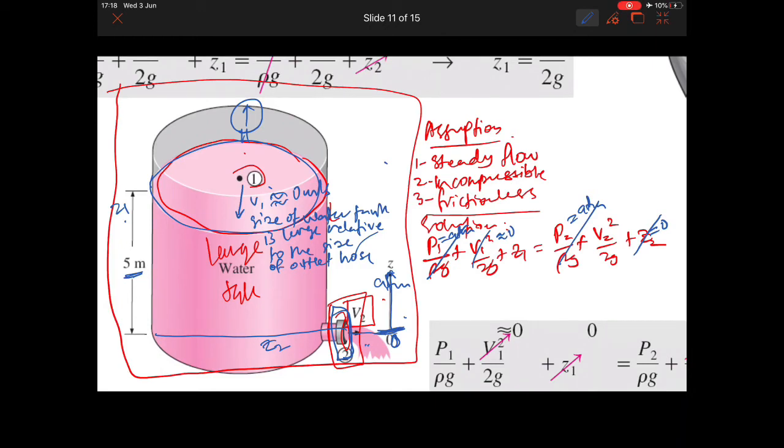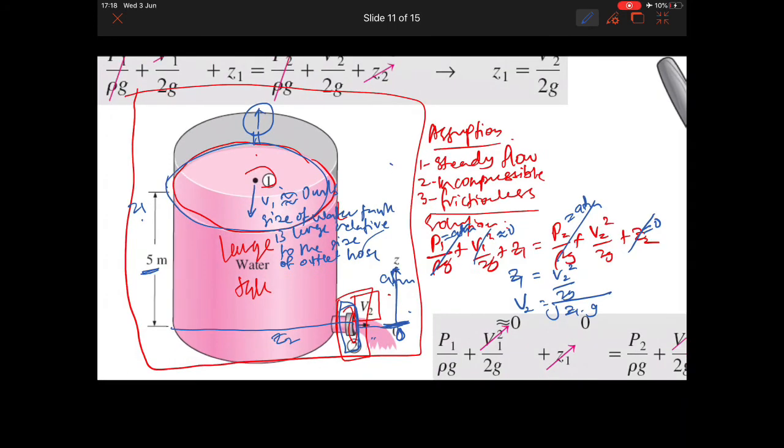Okay, then we try to solve. We use whatever leftover variables in the equation. So we write it down: z1 equal to v squared over 2g. Then if you want to know the velocity v2, mathematically solve it, quite simple: z1 times g, square root, then we get v2. Okay, that's the first example.